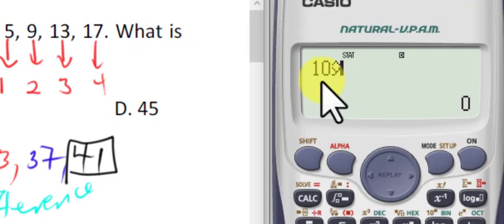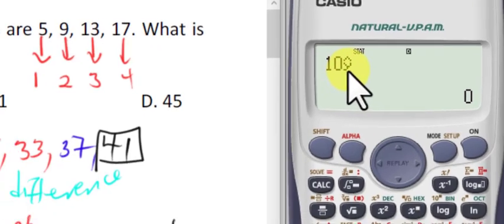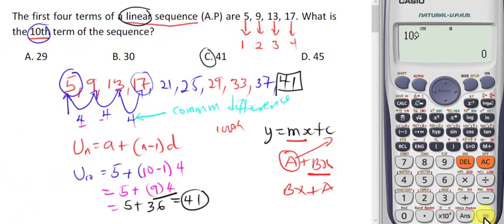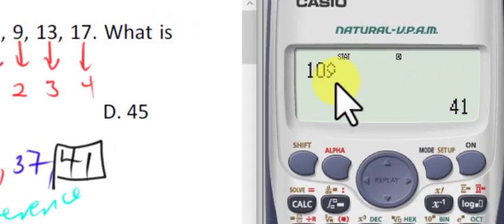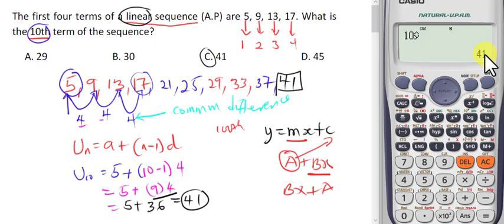Now what this means is the 10th term. Of course, Y is where we find the terms in the columns, right? So when I press on the equal sign, I should see 41 as the 10th term. So we have 41 here, and this shows that the 10th term is 41, and that is the correct answer.